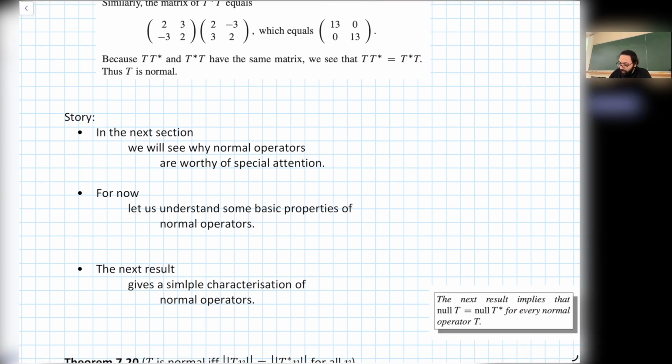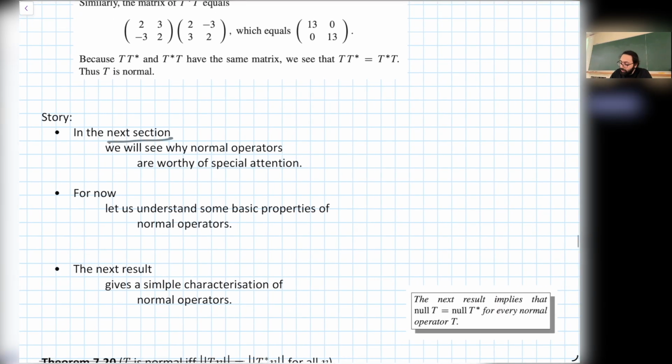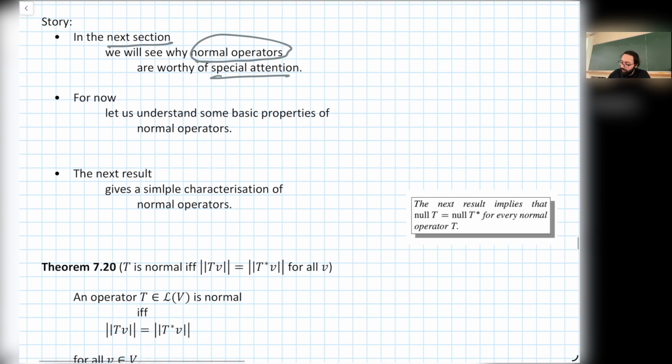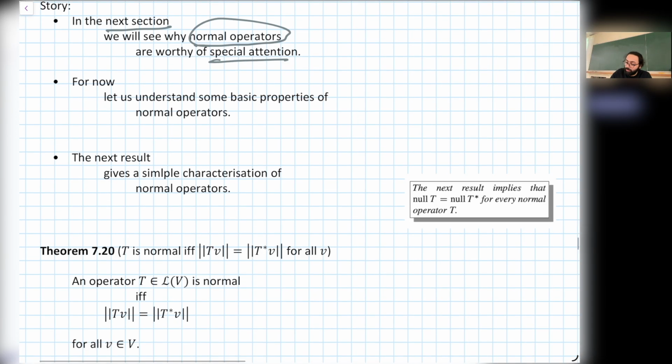So that's good. And now the story is as follows. In the next section, we will see why normal operators are interesting. Because I gave you some definition, and I showed you how it's a little bit related to being self-adjoint. But why it's actually useful, we will see when we look at the spectral theorem and things like this. It has a very clean characterization of operators and so on. So for now, let us try to understand some basic properties of normal operators. That is what we're going to focus on mostly for this lecture. If we have some time, maybe we can start the spectral theorem, but mostly we'll focus on these properties.